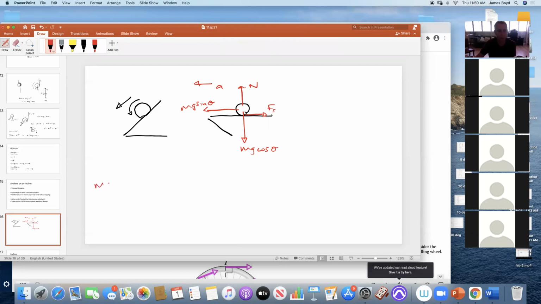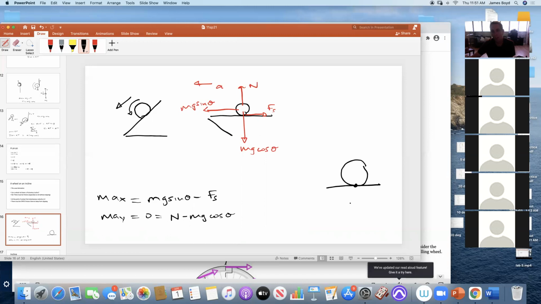If you do just the normal Newton's equations, you get max, may, of course y is 0, x is mg sine theta minus the force of static friction. This would be n minus mg cos theta. It is static friction, and we'll talk about that in a second. Why is it static? Remember we said that that point right there wasn't moving? We are saying that there's some force of static friction that's actually pushing backwards, which is causing it to rotate. For now, let's leave it at that and see where we get from this.